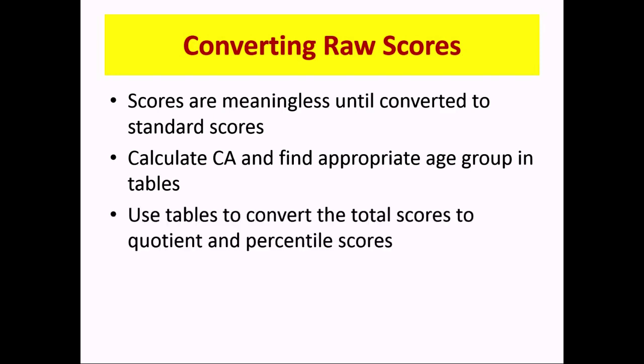So you find the child's chronological age, then you go to the tables and find the child's chronological age on the table. And you use the score and the chronological age. Where those two intersect, it tells you what the standard score is. So you find the raw score under the child's chronological age, and that intersection will give you the child's standard score. And these can be percentile scores or quotient scores.